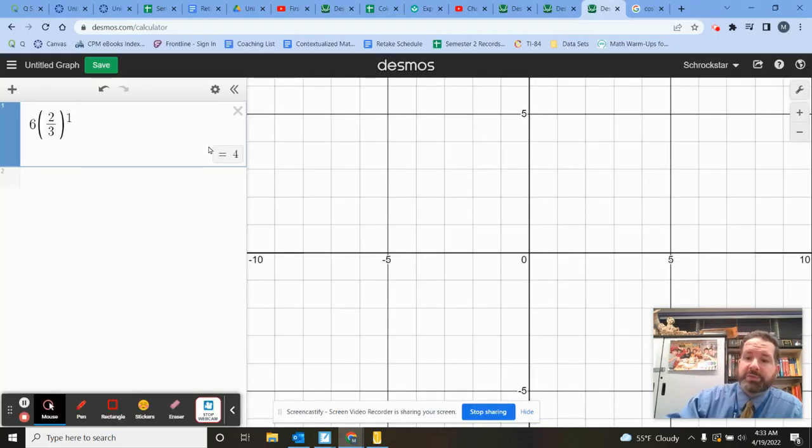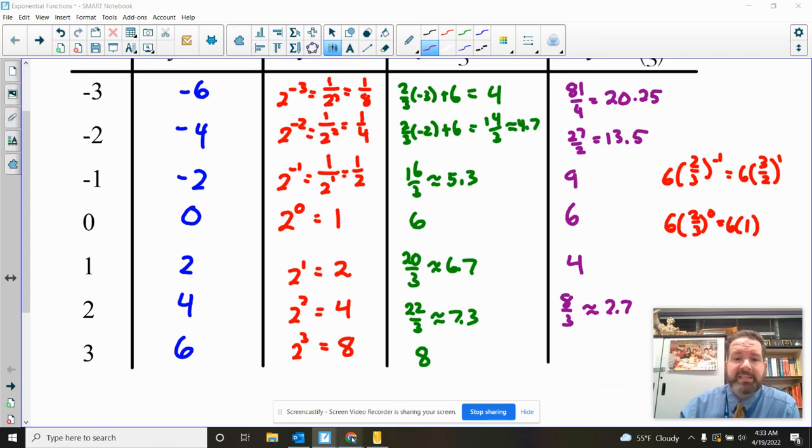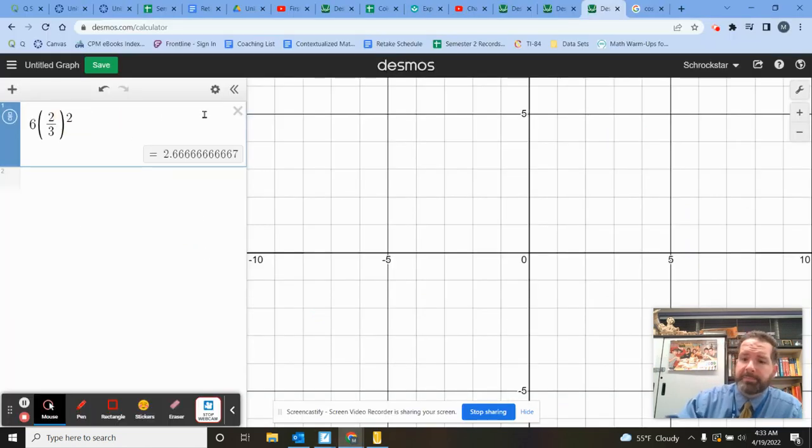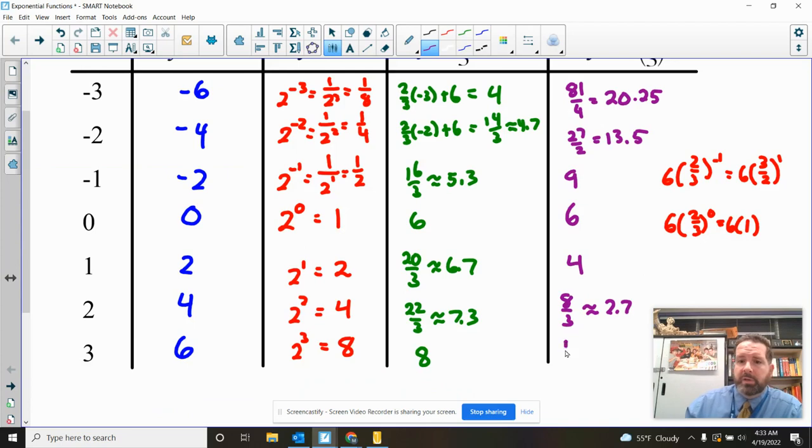Let's go back, put a 2 in here. Okay, now notice this is a big old long decimal. So the fraction is 8/3. The decimal is approximately 2.7. So 8/3, which is approximately 2.7. I rounded, so I'm using the little squiggly approximation sign. And then lastly, let's put in a 3 for that exponent. Okay, so 16/9, which is about 1.8.